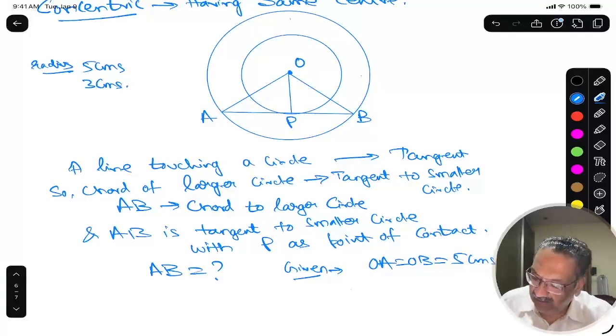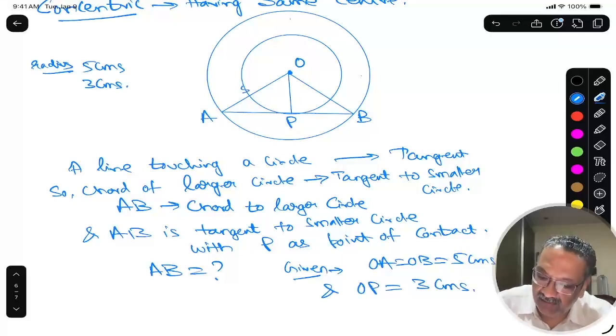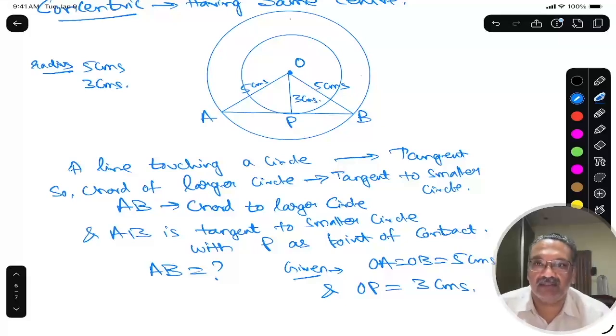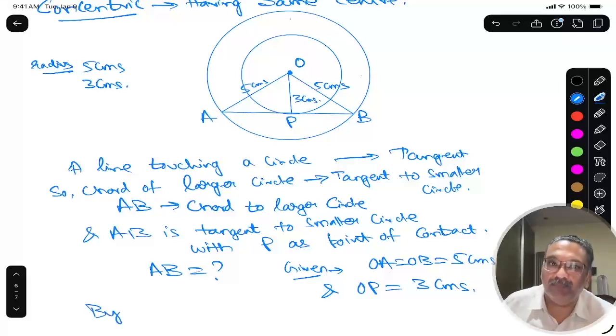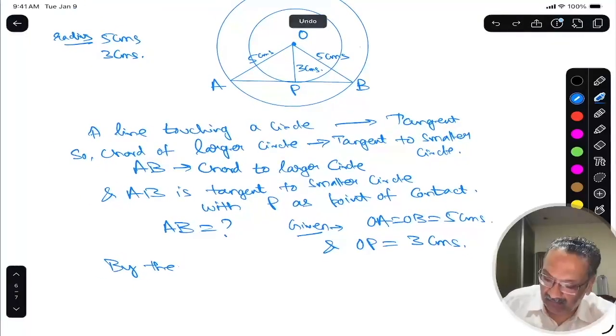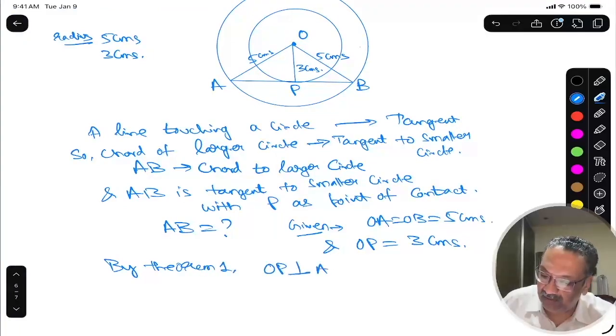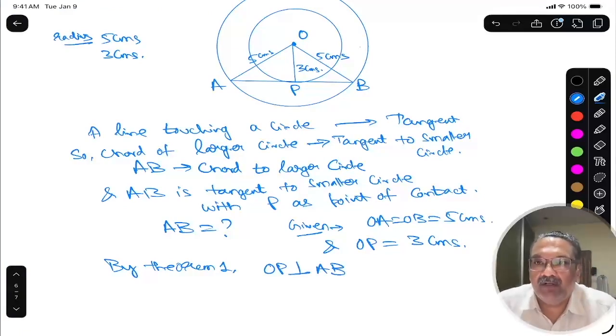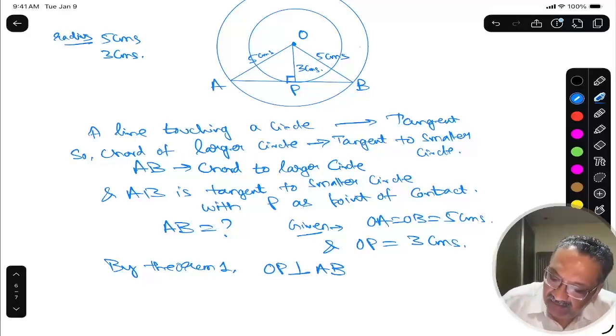Similarly, we have the smaller circle radius, and OP is equal to 3 centimeters. So we have this as 5 centimeters, this is also 5 centimeters, and this is 3 centimeters. By theorem 1, we know that OP is perpendicular to AB, because the tangent to a circle is perpendicular to the radius at the point of contact. So this is 90 degrees.